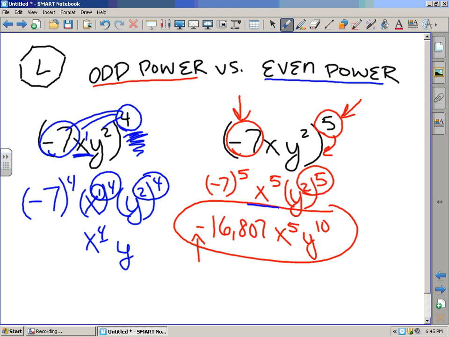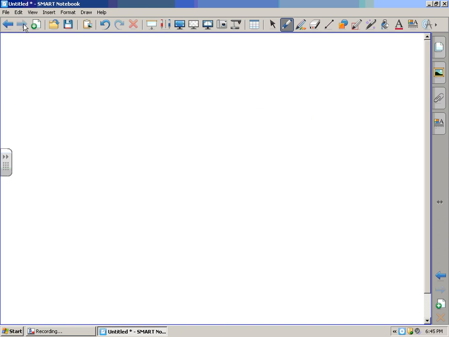Y squared to the fourth power, power to a power you multiply and you get y to the eighth. And then negative 7 to the fourth power is going to give us a positive 2,401 because we're going to have pairs, 2 pairs of 7s, and it's going to result in a positive number. All right, and that's all of the examples that we have on odd and even powers.